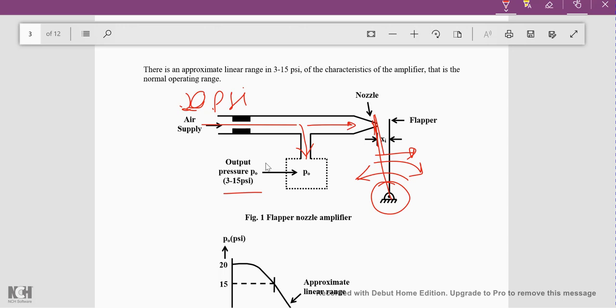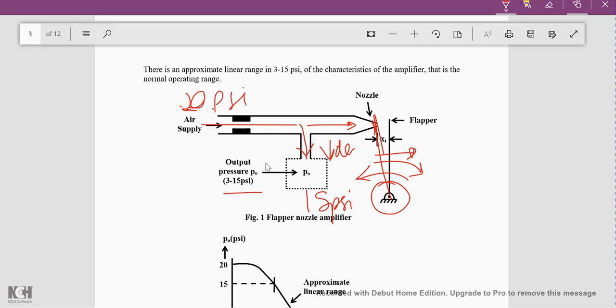Okay, because of that, the pressure here starts decreasing. The pressure whatever was here will start decreasing. So we will move the flapper away from this nozzle so as to obtain the required 15 psi. When the 15 psi pressure is obtained, the flapper is held in that particular position. So that is its equilibrium position, and with that position, the pressure available here will always be 15 psi.